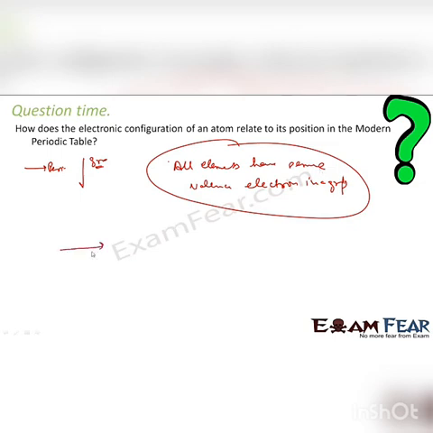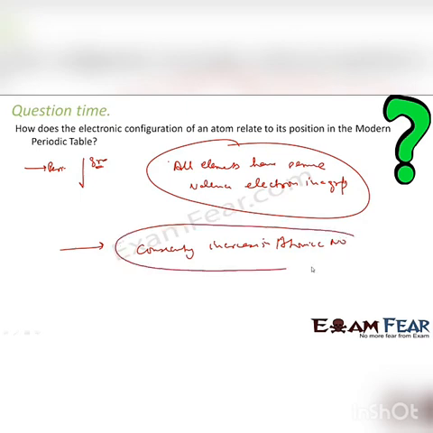If we talk about periods, there is a consecutive increase in atomic number as you go from one end to the other. So in both cases, the electronic configuration matters, correct? And elements have similar electronic configuration.